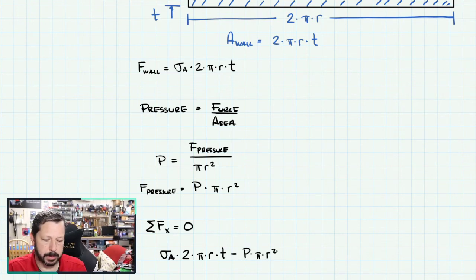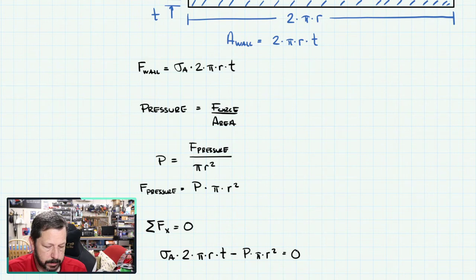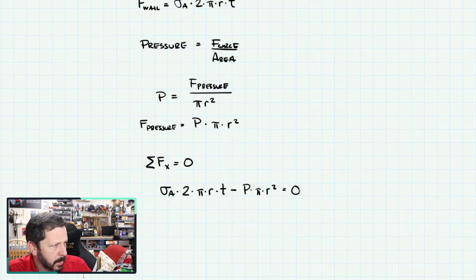All I did is put in the equations for the two forces that I just calculated. So sigma A 2 pi r t is F wall, minus F pressure, needs to add to 0. I guess I should probably put plus in there, but I don't want to deal with it actually going the other direction. So I'm saying that they need to subtract. But technically they need to add together, and one of them is negative. So what I can say now is that these need to balance.